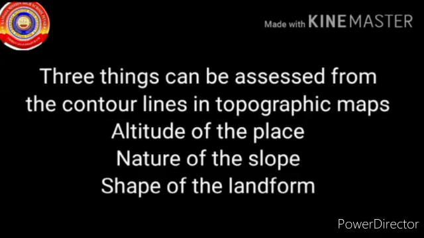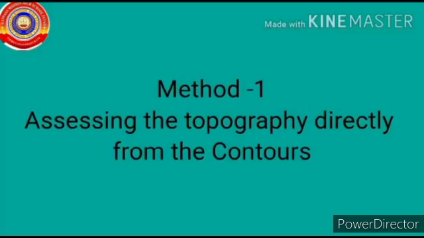Three things can be assessed from the contour lines in topographic maps. They are the altitude of the place, the nature of the slope, and the shape of the landform. Let's see how the shapes of landforms are determined using contour lines. This can be done using two methods. Method 1: assessing the topography directly from the contours.